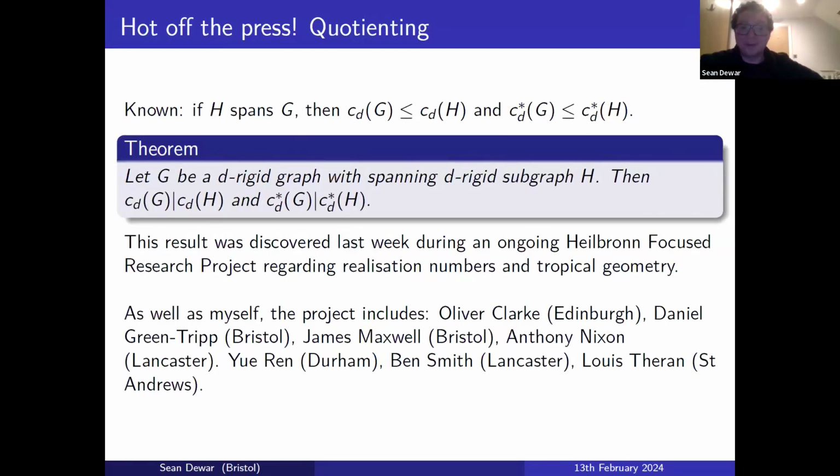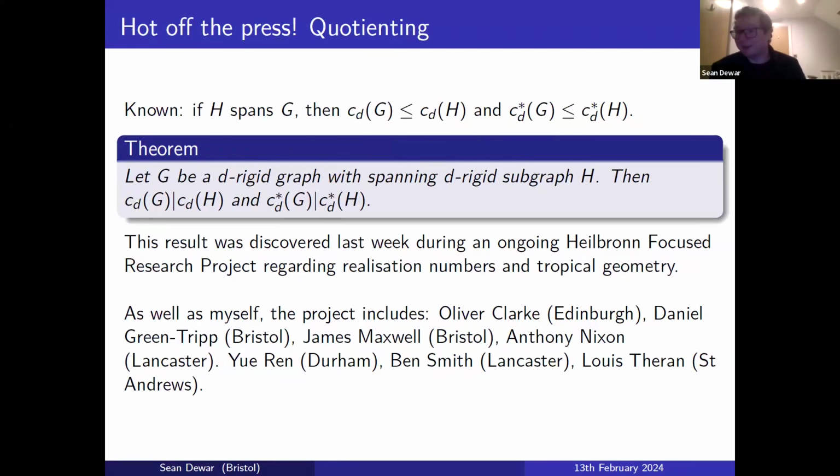So I mentioned previously that if a graph spans another one, then we can talk about this equation here. If G has a spanning subgraph H, then we know that G has fewer realizations than H, and yes, fewer pseudo-Euclidean realizations than H. But what we can actually prove now is that if you have a rigid graph G with a spanning rigid subgraph H, then you can divide the realizations of H by the realizations of G. So it's some multiple of it.